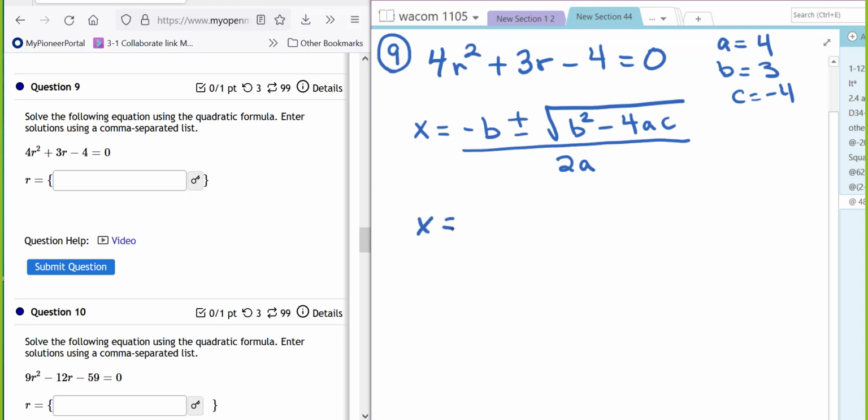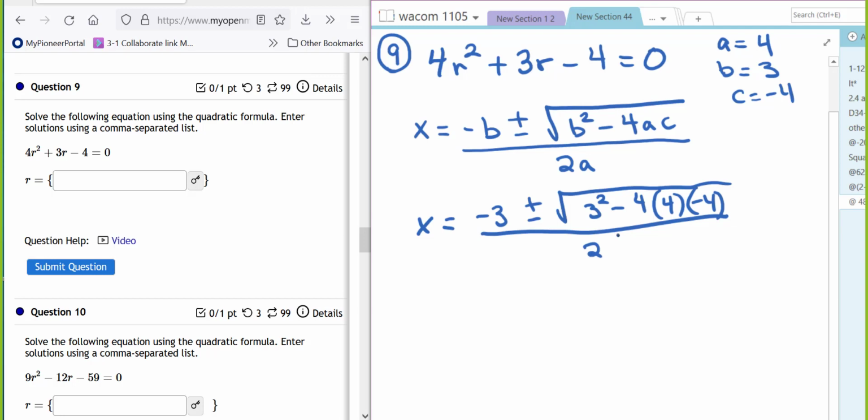So x is equal to -b, which will be -3, plus or minus the square root of 3 squared minus 4 times 4, and then c is -4. This whole thing is over 2 times 4. Now we have to clean up, so we'll work under the radical. 3 squared gives us a 9. And here, I always go ahead and double check my signs. I have 2 negatives, so that is going to be a plus. And then I can do my multiplication. So 4 times 4 is 16, times another 4 is 64.